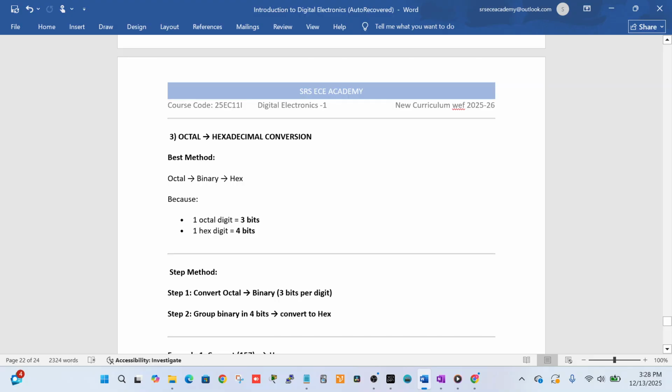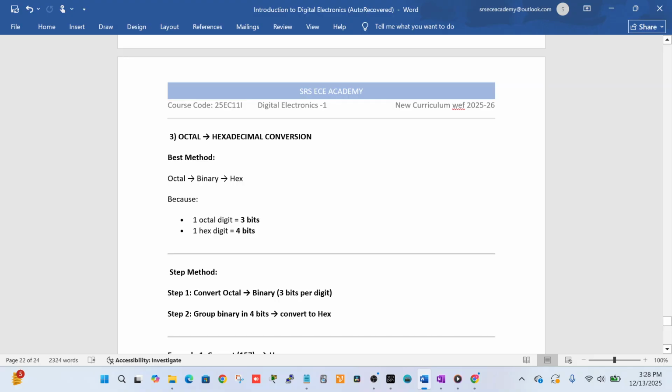From 10 onwards to 15, we represent 10 as A, 11 as B, 12 as C, 13 as D, 14 as E, and 15 as F.